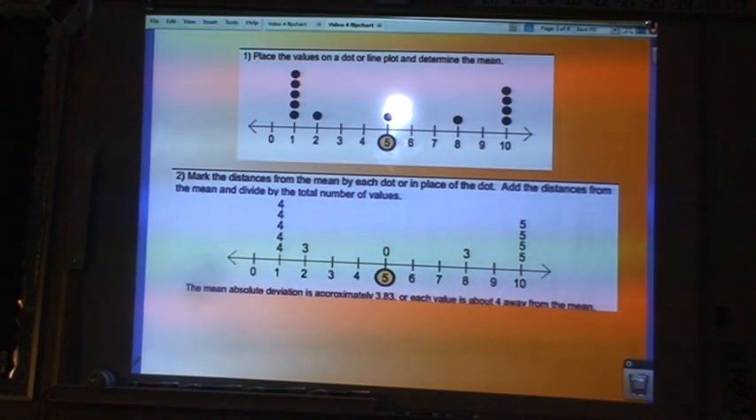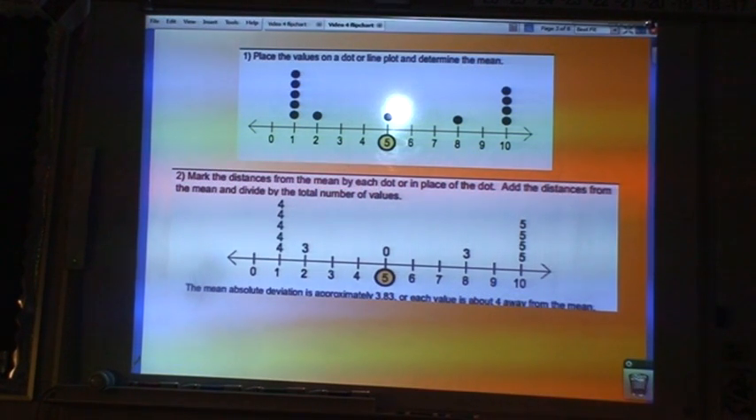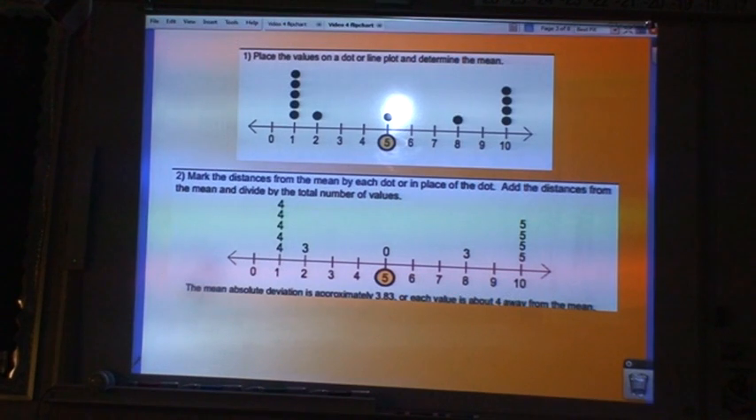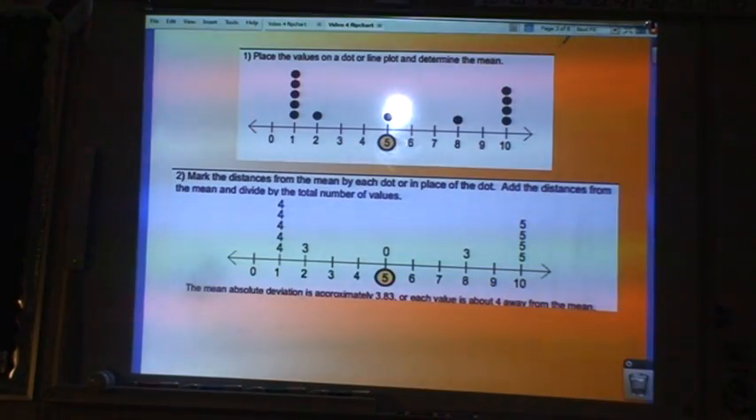If we added up all of these numbers and divided by the number of them we had, we would end up with the mean absolute deviation. In this case, it's 3.83 units away from 5. That would be the average distance from our mean.